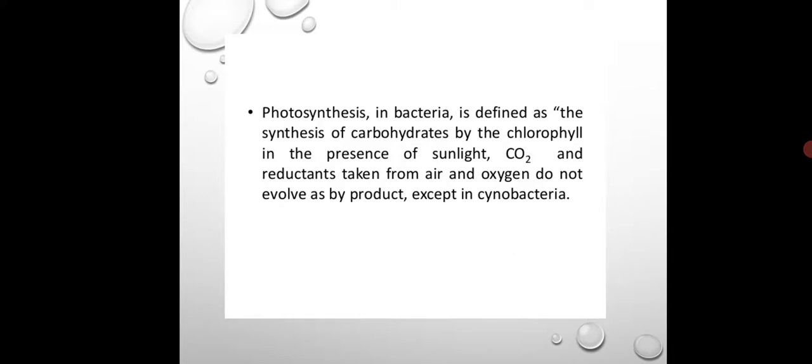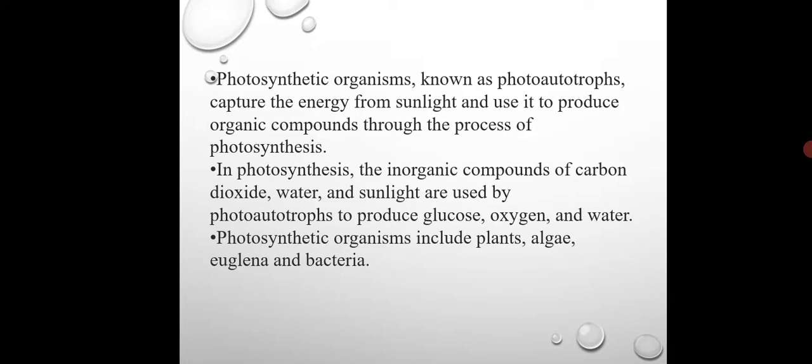So this is the definition of photosynthesis in bacteria. What is it? The synthesis of carbohydrates by using chlorophyll pigment, sunlight, and carbon dioxide, producing certain metabolites. Cyanobacteria are the exception: they produce oxygen, but other photosynthetic bacteria do not produce oxygen. So that is about photosynthesis in bacteria.